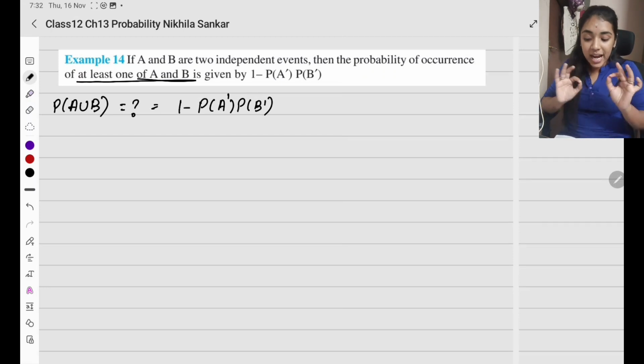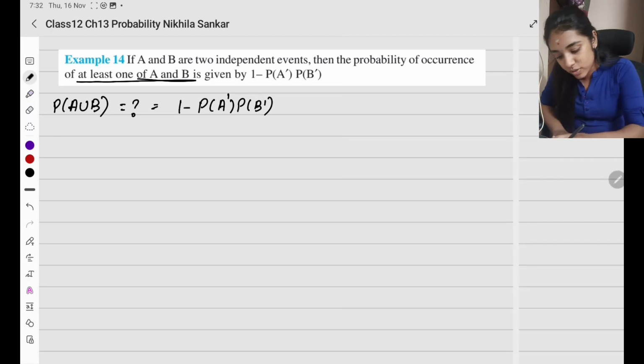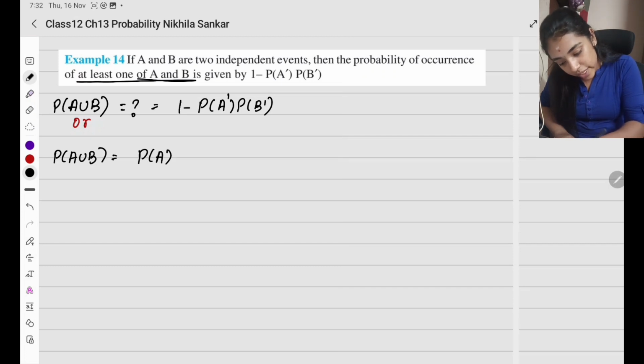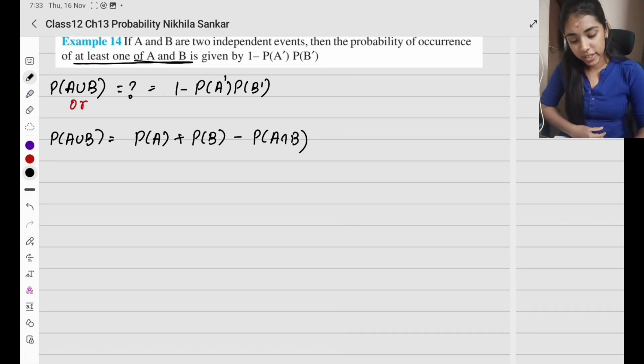This is what they are asking us to prove. At least one of A and B means either A should happen or B should happen. So it is A or B. So that is the meaning. It is A or B. So this is what we want to do. So what is probability of A union B? What do you know? This is going to be probability of A plus probability of B minus probability of A intersection B. We have done this.